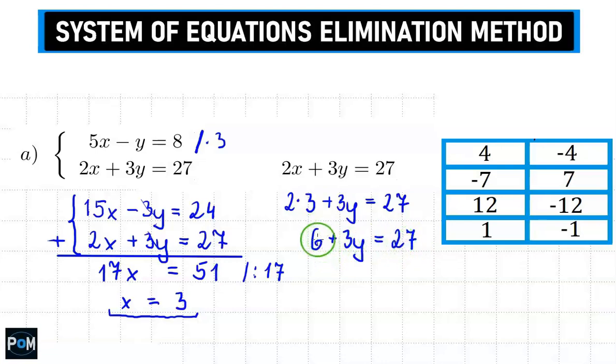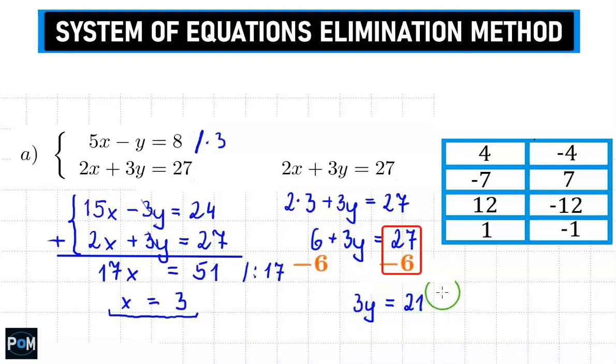Now, we don't want this number 6, it's not where it needs to be, thus we subtract 6 from both sides of the equation. These two numbers cancel out, and on this side, I only have 3y's left, and on the other side, we subtract these two numbers.